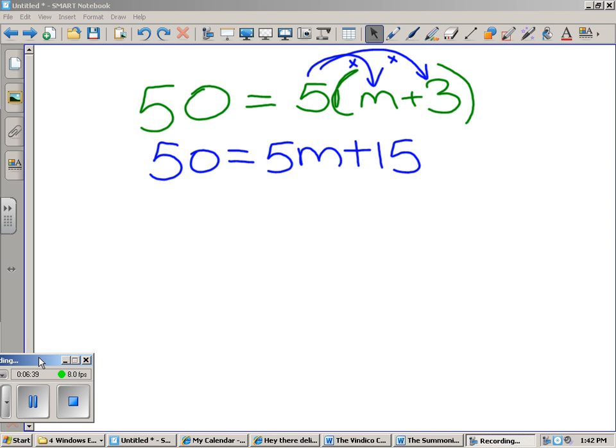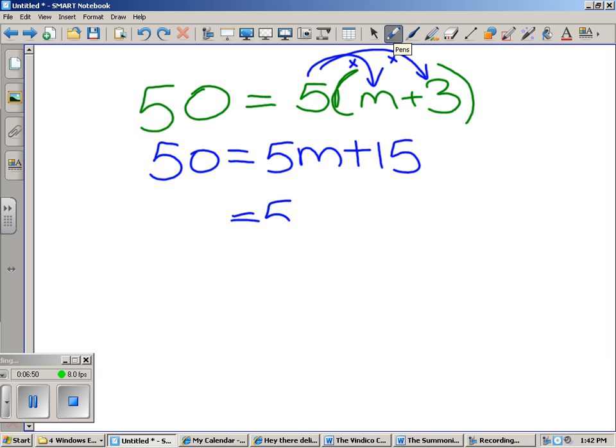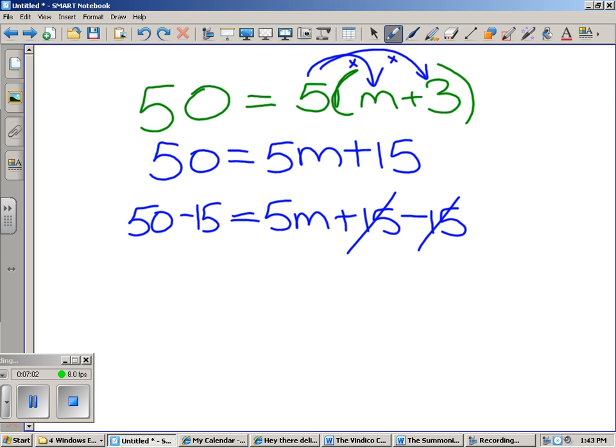So what we're going to do is we're going to get rid of the 15 first, and we're going to leave our variables over on the right-hand side. So whenever I have work to do on the right-hand side first, I leave the left alone and I just start right over here. 5m plus 15 minus 15. Because remember, we're going to do the opposite operation to both sides. So if I subtract 15 there, I'm going to subtract 15 there. They'll cross out. When I collect my terms here, 50 minus 15 is 35 equals 5m.